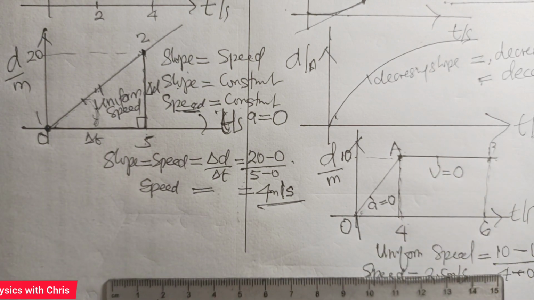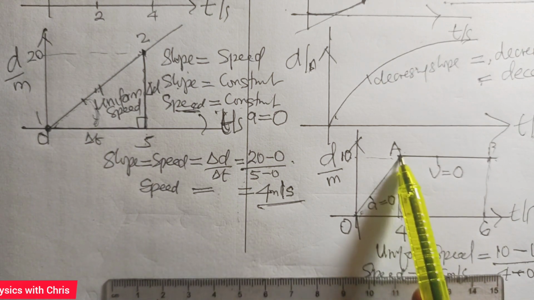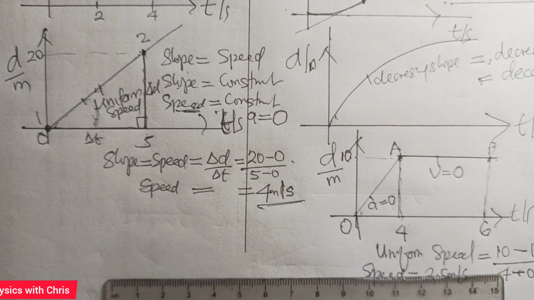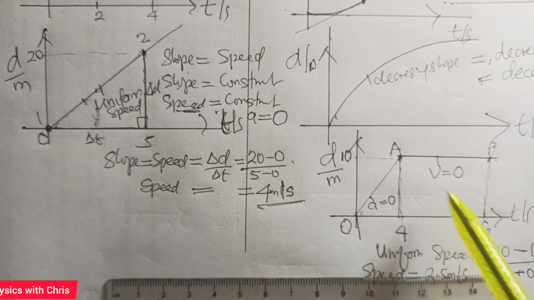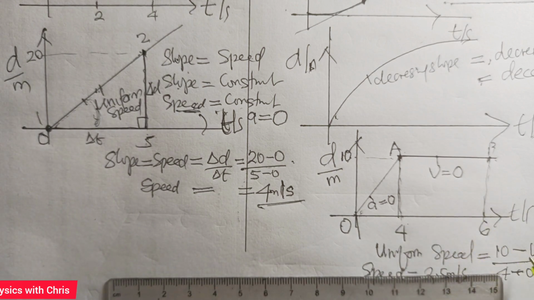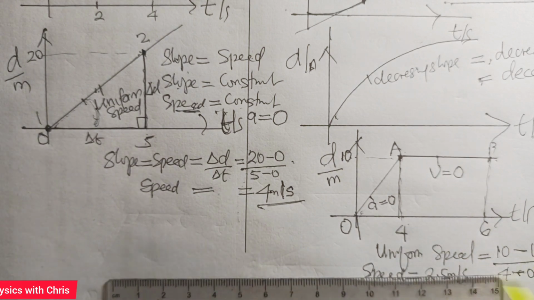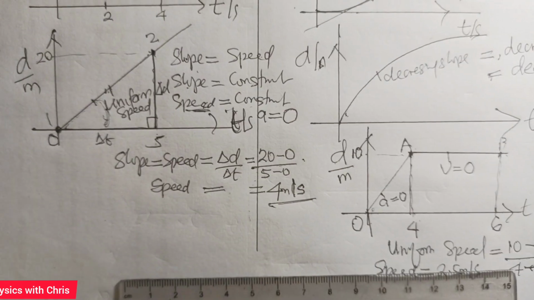becomes 0, which means after the body got to point A, it stopped moving, it rested, it's no longer in motion after point A. So from point A to B, the body is not in motion. Please take note, it's at rest. So its speed is 0. So it's only in motion in the first 4 seconds.